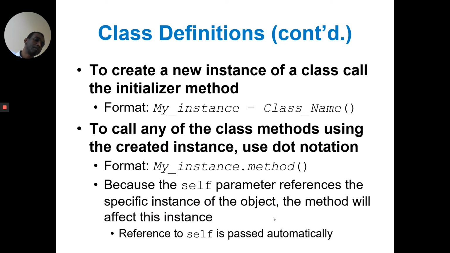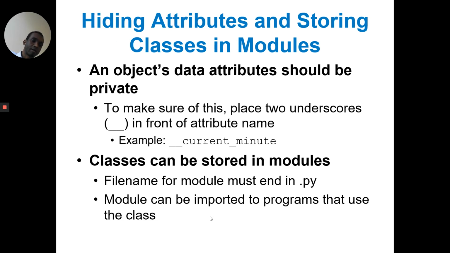Okay, to create a new instance of a class, you call the initializer method. So the format would be my instance, equals, and then the class name. To call any of the class methods using the created instance, you use dot notation. So the format would be my instance dot method. Because the self parameter references the specific instance of the object, the method will affect this instance. So the reference to self is passed automatically.